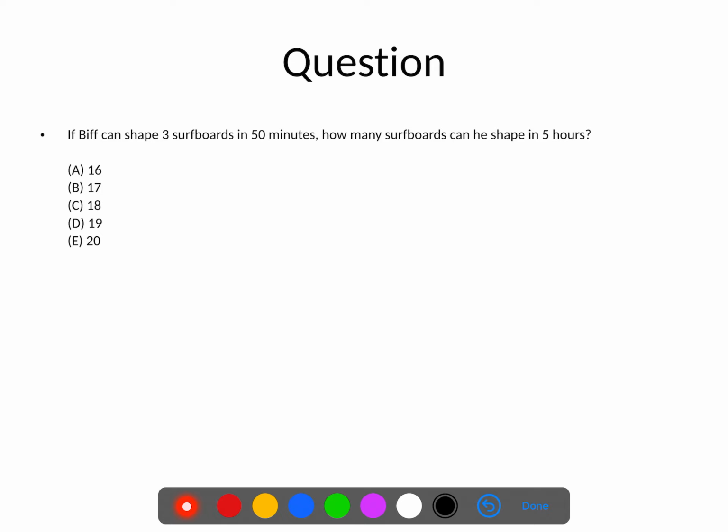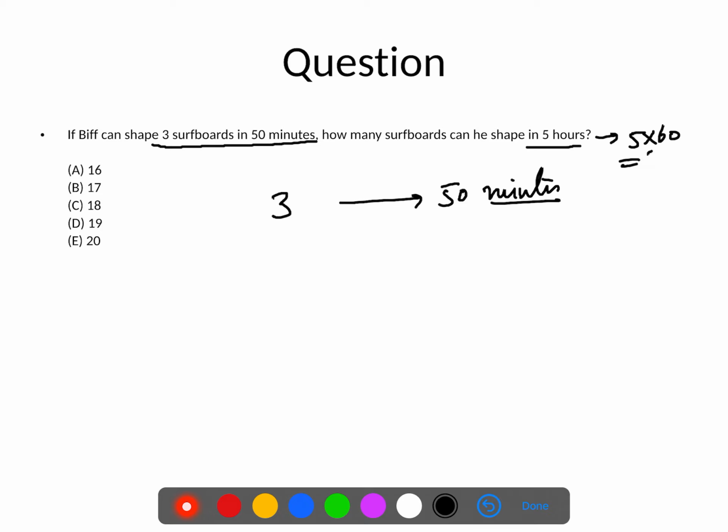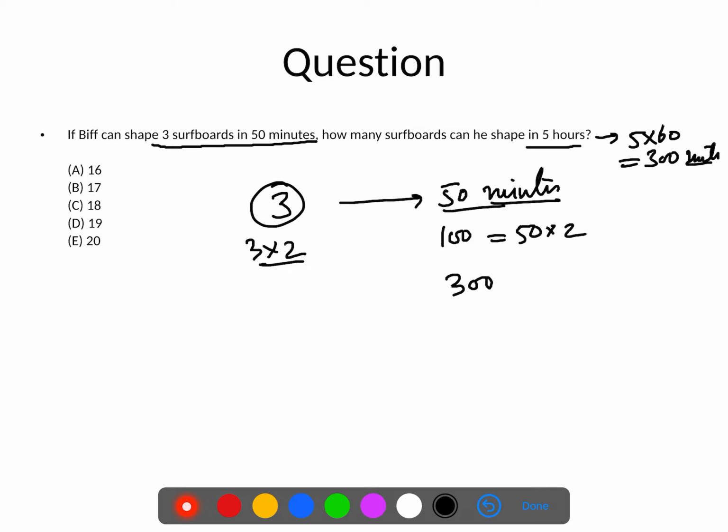Let's see, Biff can shape 3 surfboards in 50 minutes. So 3 boards in 50 minutes. How many can he shape in 5 hours? 5 hours means 5 into 60, 300 minutes. For example, in 50 minutes he does 3. So if you take 100 minutes, 100 is 50 into 2, he'll do 3 into 2, 6. Now he is working for 300 minutes. 300 is 50 into 6. So he'll do 3 into 6, 18 boards. And that's your answer.